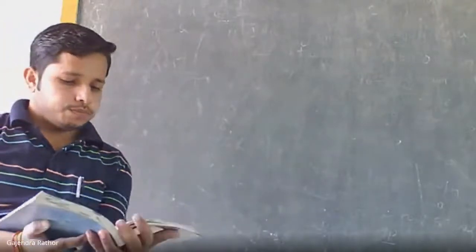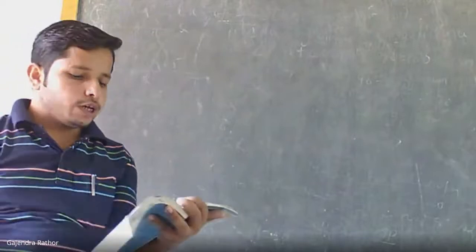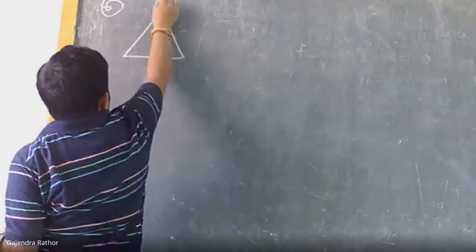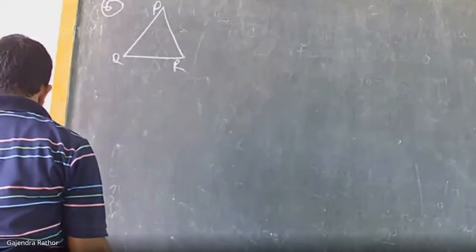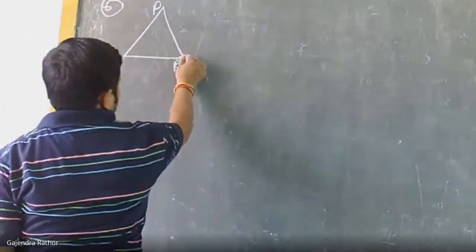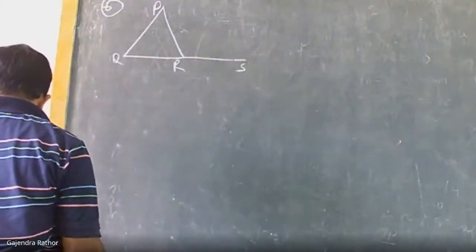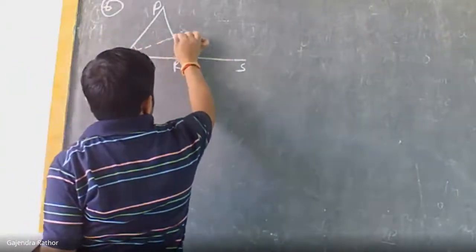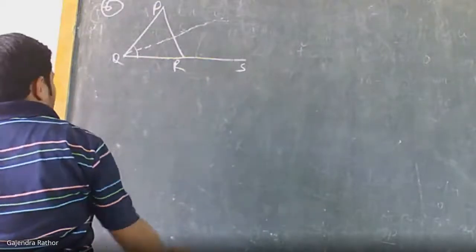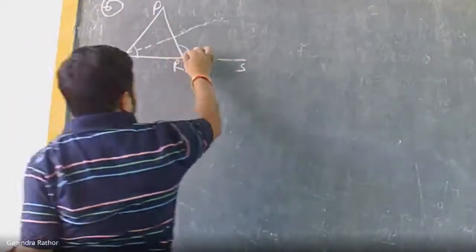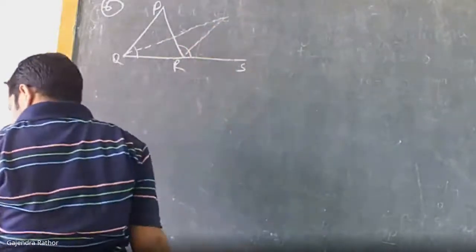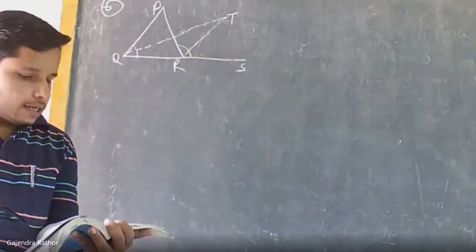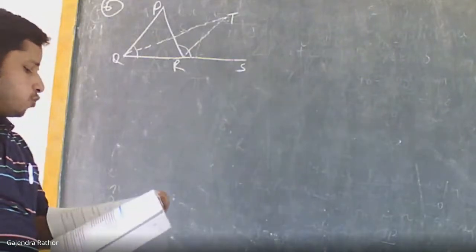One figure is given. The side QR of triangle PQR is produced to a point S. If the bisector of angle PQR and the bisector of angle PRS meet at point T, where T is the intersecting point of these bisectors, then prove that angle QTR is equal to half of angle QPR.